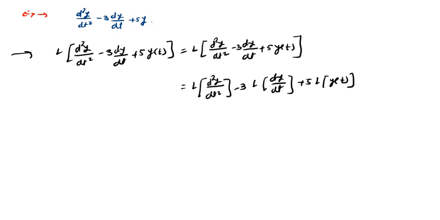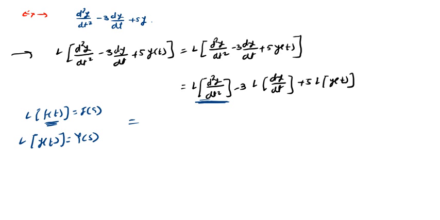Now in this case we know what the things are. L of f of t is F of s. Now in this case y of t is the function, so L of y of t will be y of s. For the first term, d2y by dt square means to differentiate y with respect to t 2 times and take its Laplace. So its Laplace finally will be equal to s square y of s minus s y of 0 minus y dash of 0.